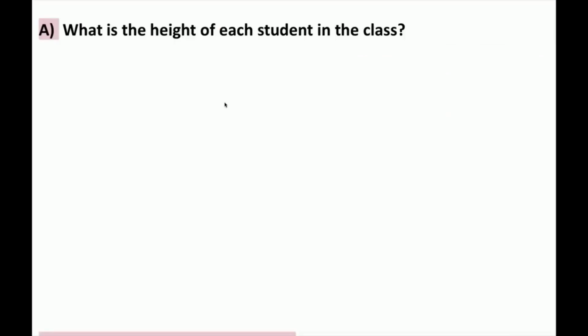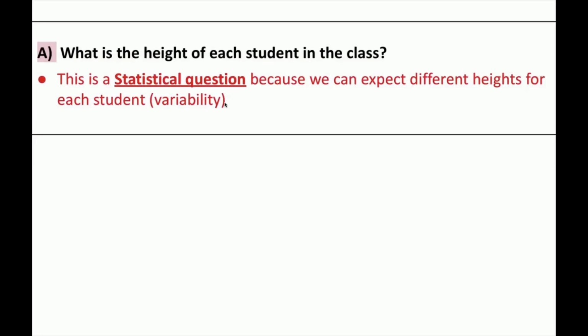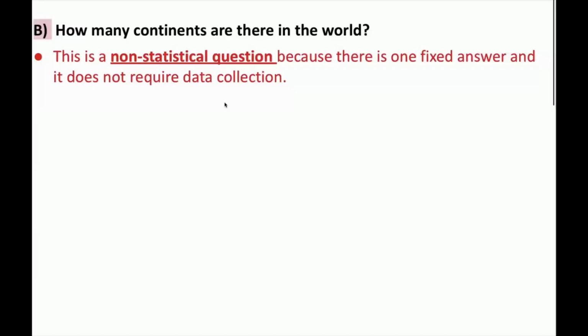Let's check our work for A. It says, what is the height of each student in the class? This is an example of a statistical question, because we can expect different heights for each student. So we're collecting multiple pieces of data. We're asking multiple people. Let's check our work for problem B. B says, how many continents are there in the world? That has just one answer and doesn't require data collection, so that is a non-statistical question.